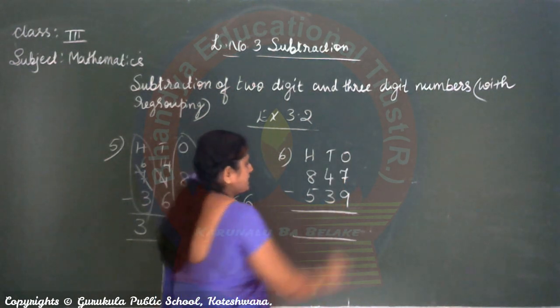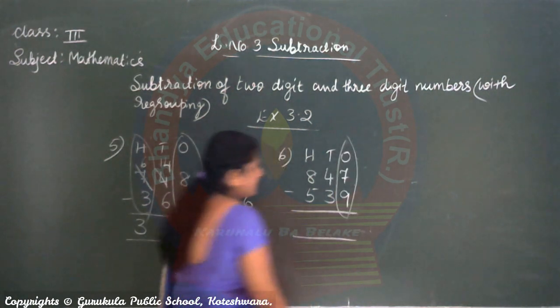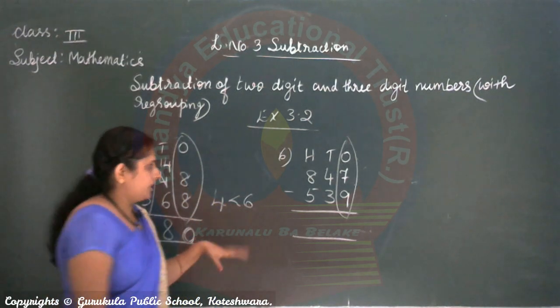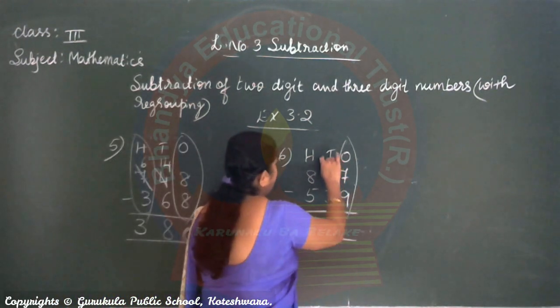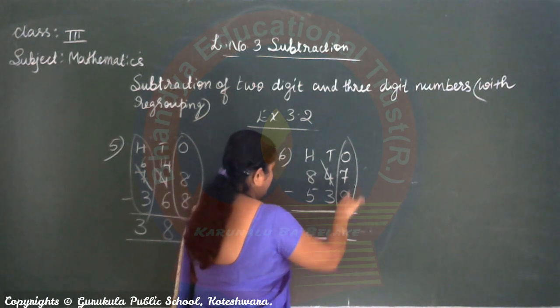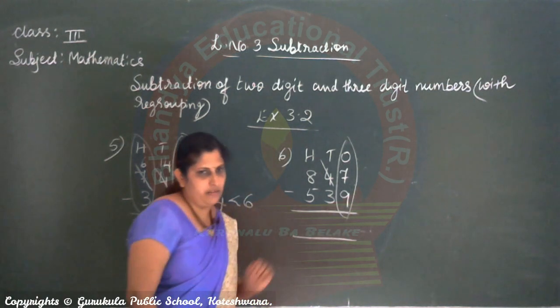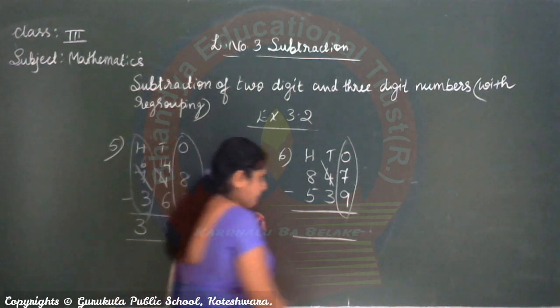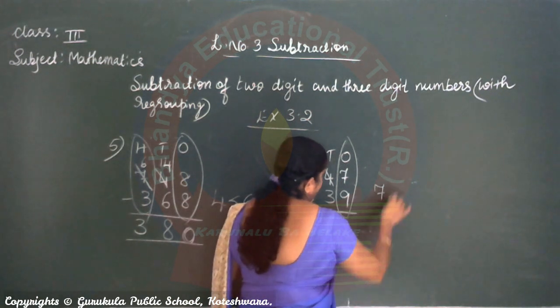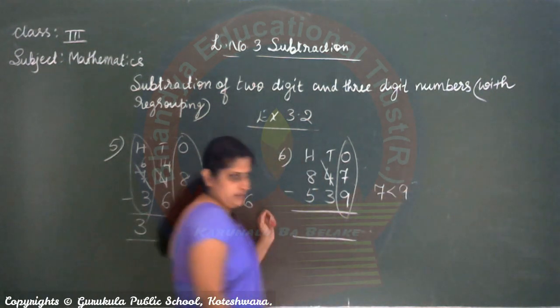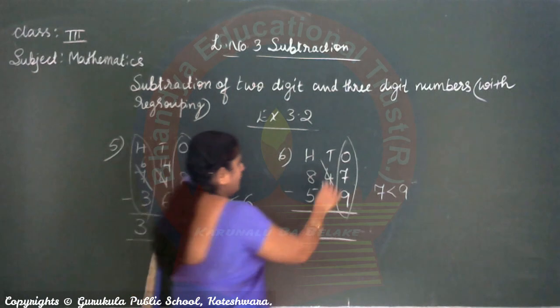Go through the digits in the ones column. Now 7 minus 9. 7 minus 9 is not possible. 7 is less than 9. So we have to borrow from this side.